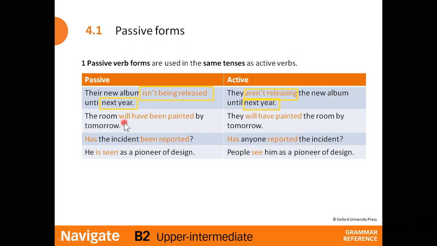So both sentences contain "next year," so they are keywords. And "the new album" in active voice is the object. "The new album" in passive voice is the subject. I hope it's understandable. Next one.